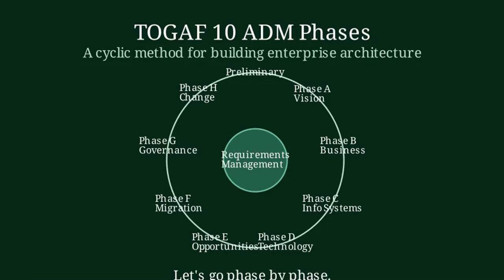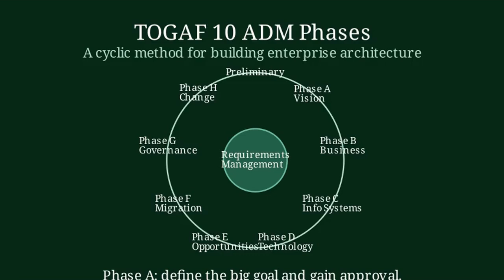Phase 1 is the preliminary phase. This is like preparing the kitchen. We define who will do the work, the rules of the road, and which parts of the business are in scope. Phase A is the architecture vision. Here we define the big goal and get approval from stakeholders. We answer, what problem are we solving?